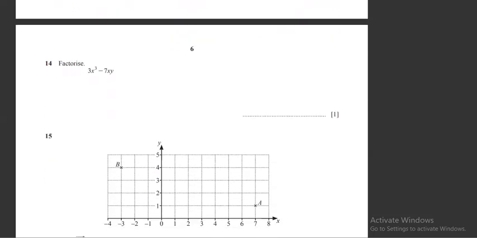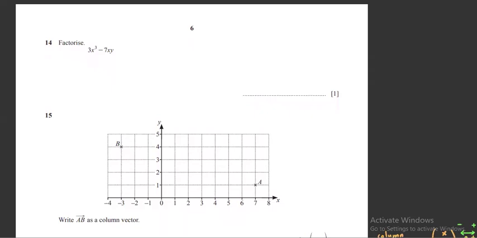Let's move on to the next question, which is question 14. We need to factorize 3x cubed minus 7xy. To factorize means you need to take out the highest common factor outside the brackets and to put the rest within the brackets. It means to take out the common terms and to put the rest within the brackets.